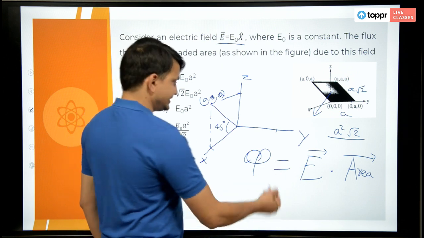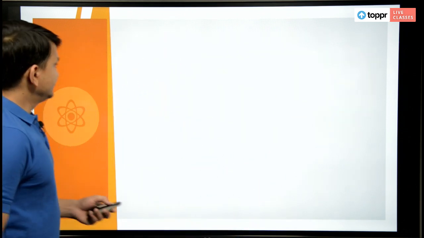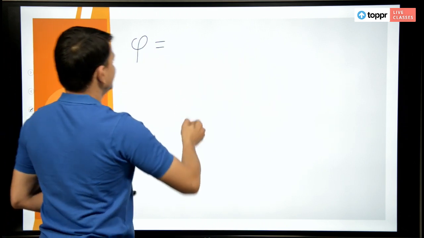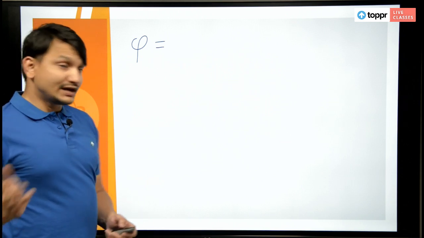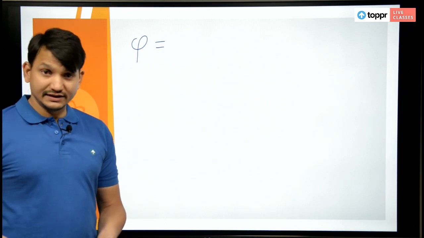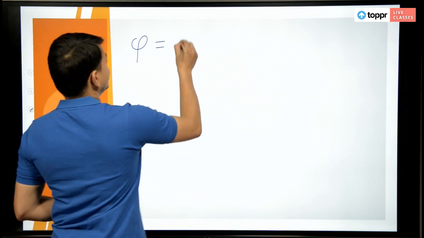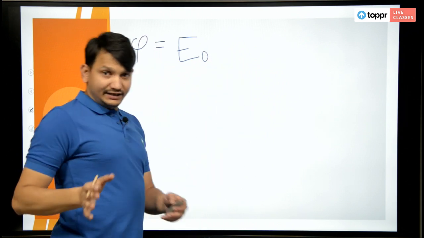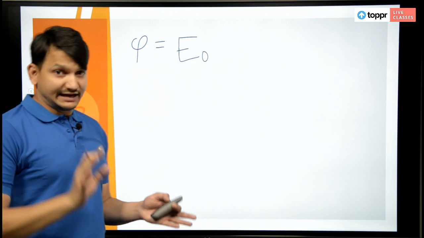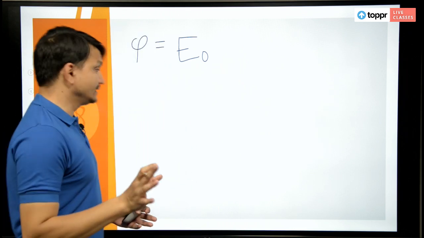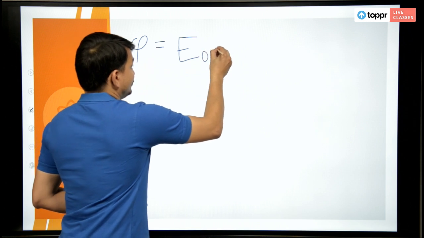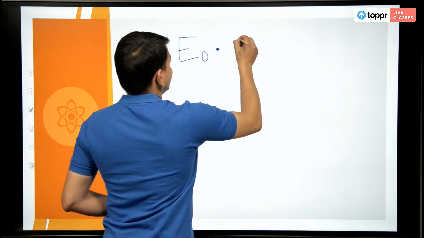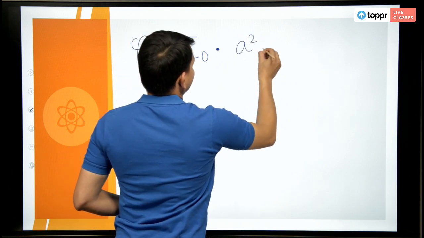So we can say that the flux is equal to, what was the area? A square root 2. What was the electric field? E naught. I am just taking the magnitude, the direction is the x unit vector, dot product the area vector, A square root 2.